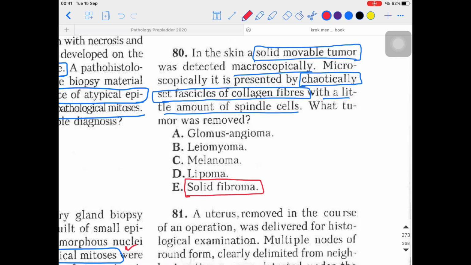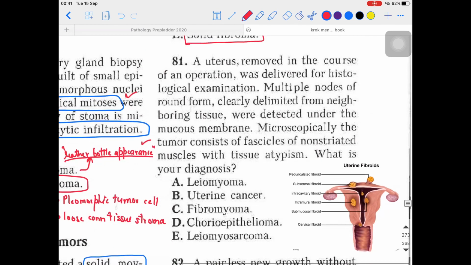If they give the choice of soft fibroma, which may appear in the upcoming MCQs or in your exam, please remember that differentiating point, and how you will differentiate between the solid fibroma and the soft fibroma. Moving on, question number 81.